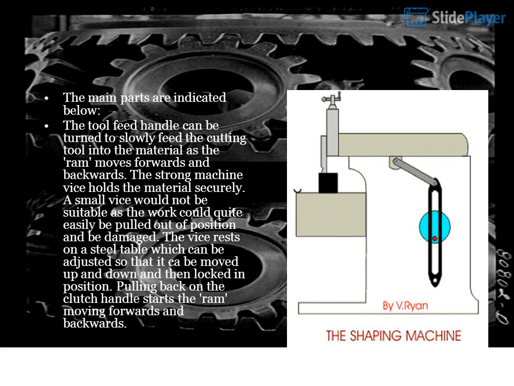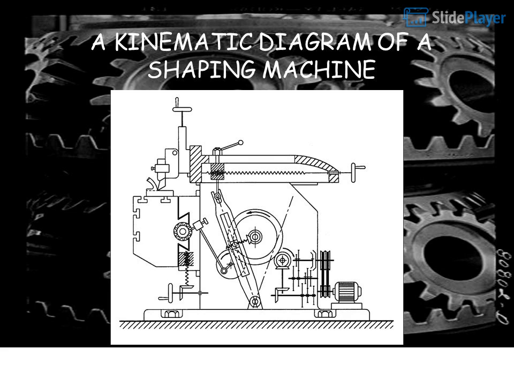A small vise would not be suitable as the work could quite easily be pulled out of position and be damaged. The vise rests on a steel table which can be adjusted so that it can be moved up and down and then locked in position. Pulling back on the clutch handle starts the ram moving forwards and backwards. A kinematic diagram of a shaping machine.